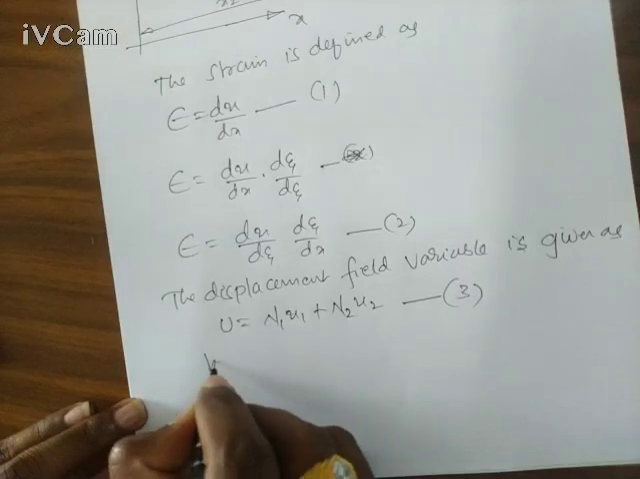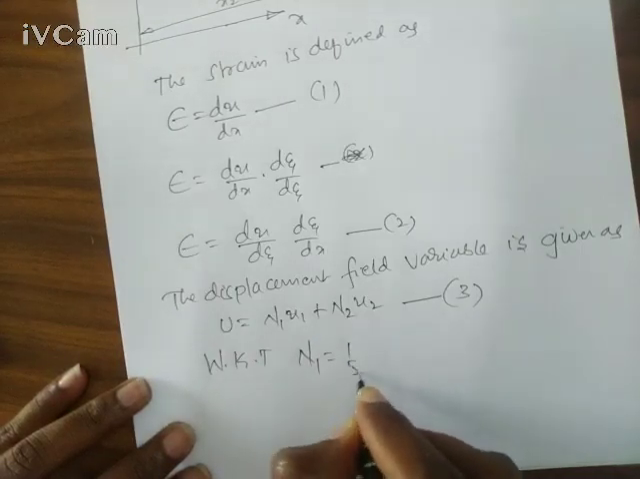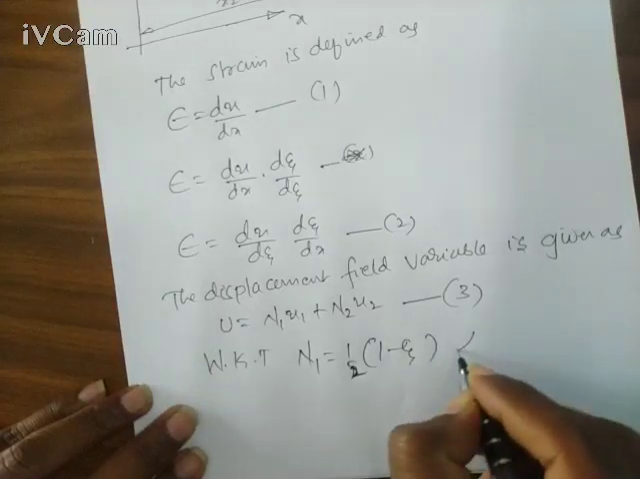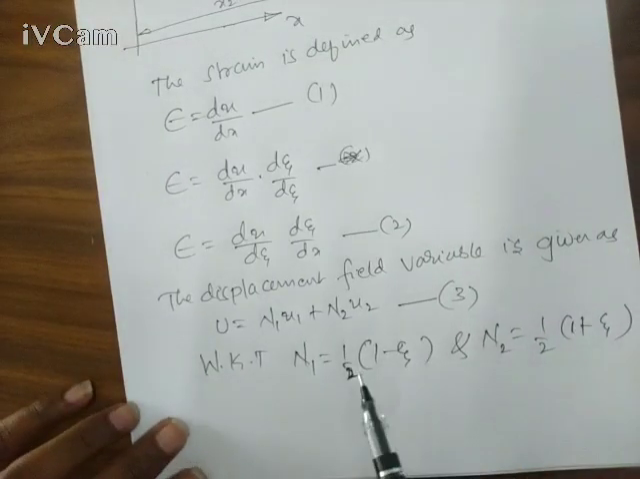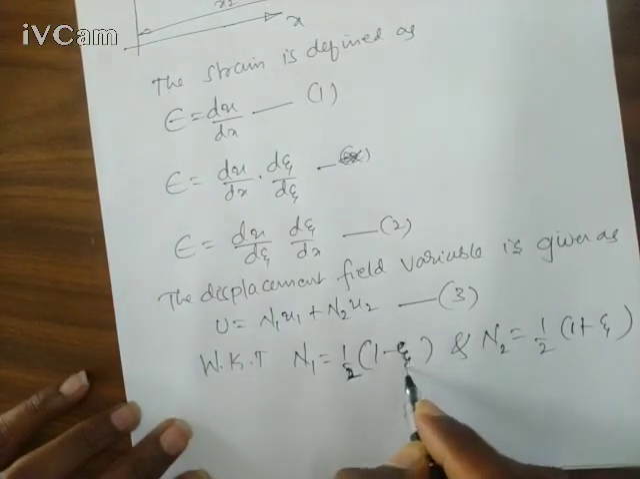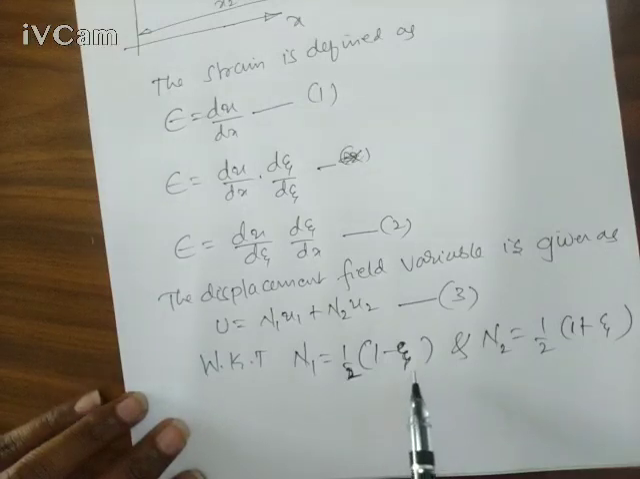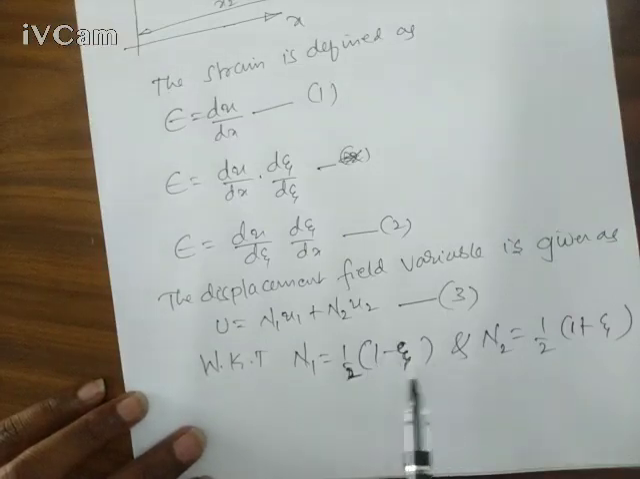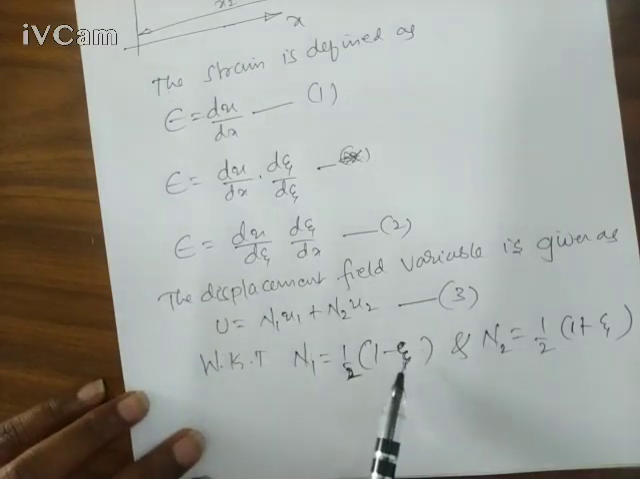So we know that n1 is half into 1 minus zeta, and n2 is half into 1 plus zeta. You may ask why I have considered these in terms of zeta only. Because in the u equation I have to do the differentiation with respect to zeta. This derivation I have already done in my previous lecture: the derivation of shape functions for the 1D bar element in the natural coordinate system. I have not considered the shape functions in the global coordinate system because I want du by d zeta, so I am considering the equation which involves zeta.